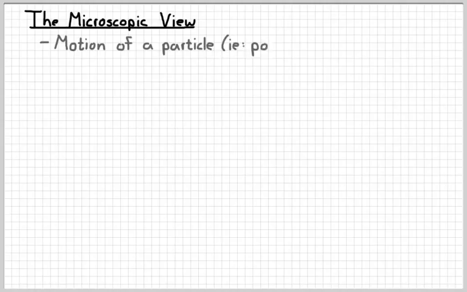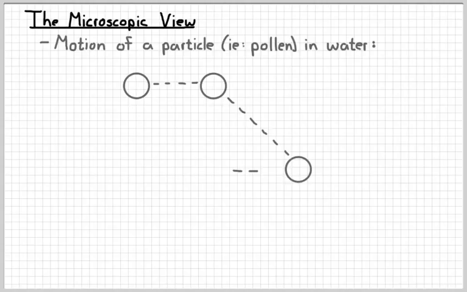Let's investigate that further. So here's the microscopic view. The motion of a particle, i.e. the pollen in this case, in water looks like this. Moves a little bit, then it zigs, moves a little bit more, zigs, moves a little bit more, zags, moves a little bit more. In order to really see this, you need a microscope. Otherwise, it just looks like it's gradually spreading throughout the water.